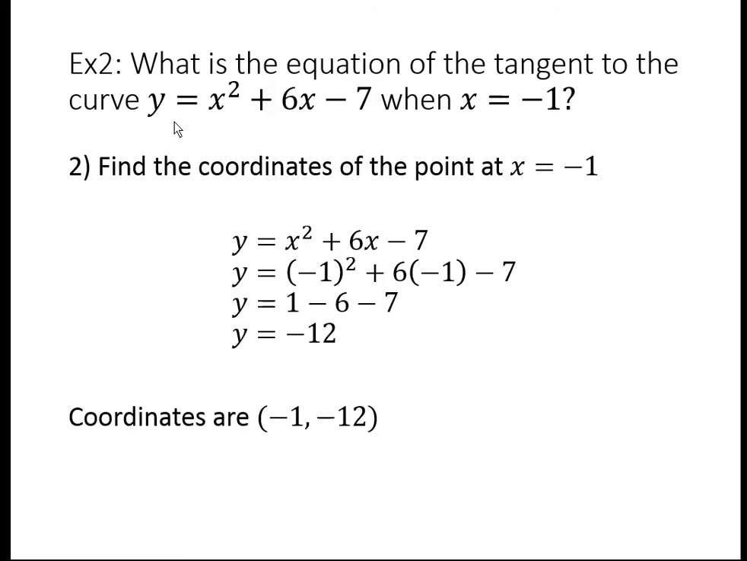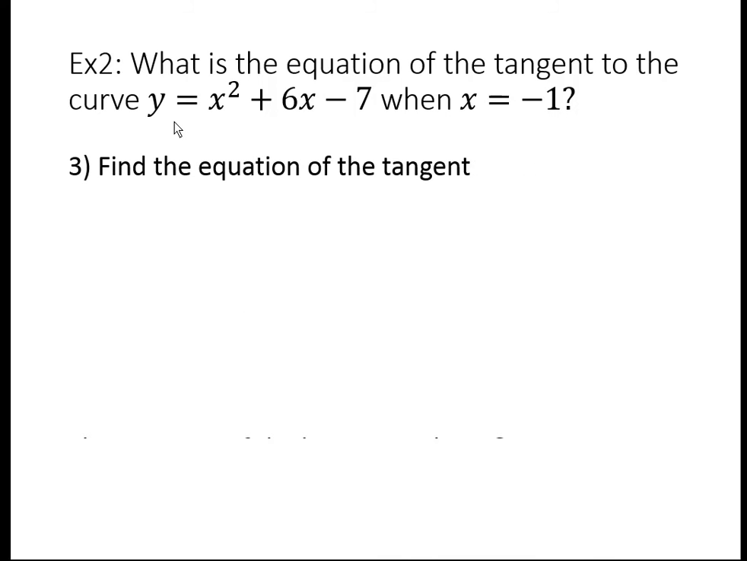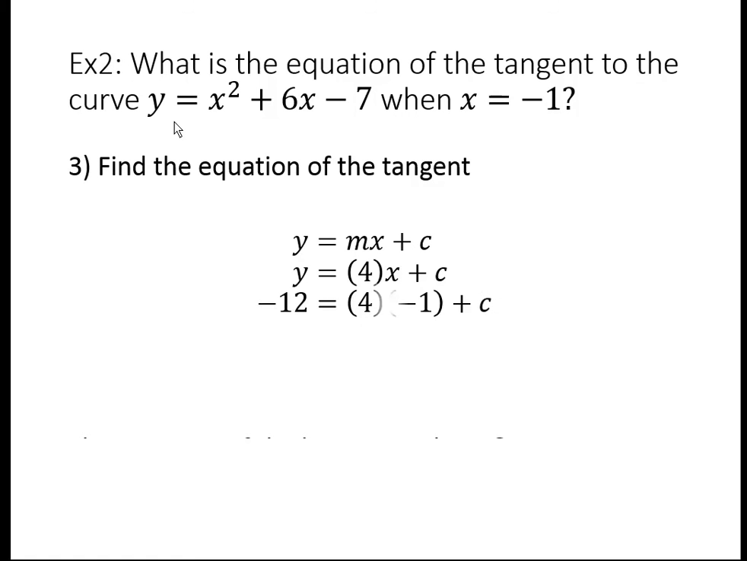Recall from the previous slide, my gradient was 4. The point negative 1, negative 12 is on the line. I've got everything I need to get an equation of a tangent. So here we go. I start with y equals mx plus c. That's my standard equation. I fill in my gradient. It was 4. That's what we did first. We found the derivative, plugged in negative 1. Gradient was 4, so now I can plug that in there.